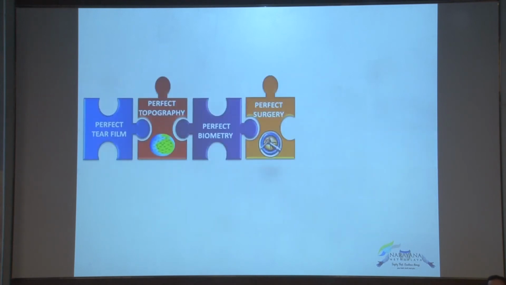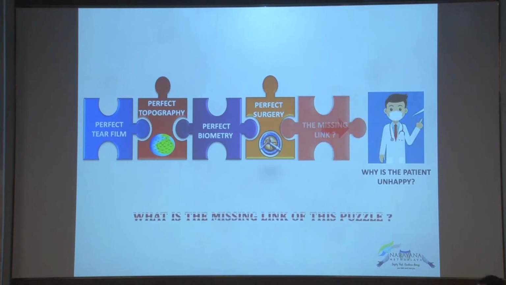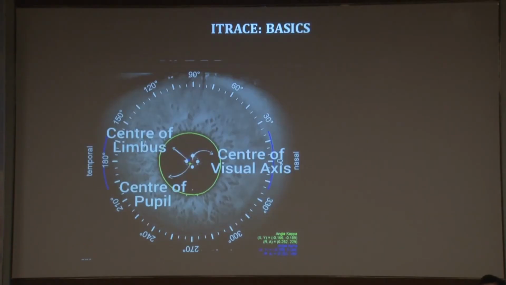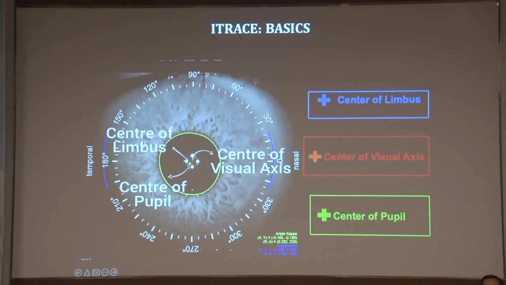Angles. Now, angles here, I'm not talking about the gonioscopy angles and the glaucoma ones. If you have a perfect tear film, a perfect topography, a perfect biometry, a perfect surgery, but the patient is still unhappy, what is the missing link? What is missing in this puzzle? This is just an eye trace, a basic look at your pupil centration and the centration of the optical light. This is the center of the limbus, this is the center of the visual axis, and this is the center of the pupil. They should be aligned together.